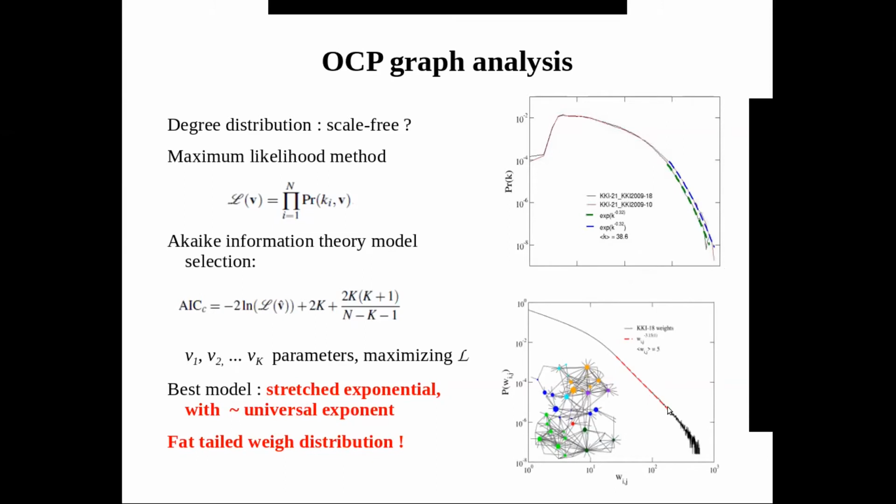So in this red dashed region, you can fit a power law with the exponent around -3 for this KKI 18 weights. And in the inset, you can see the modular structure, which we also determined for this model.